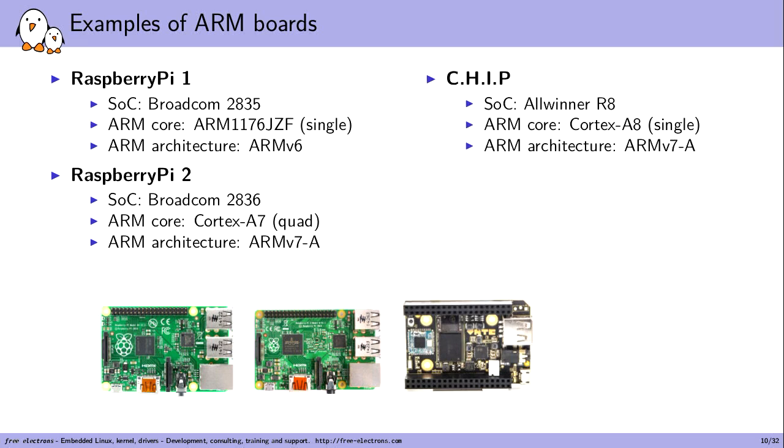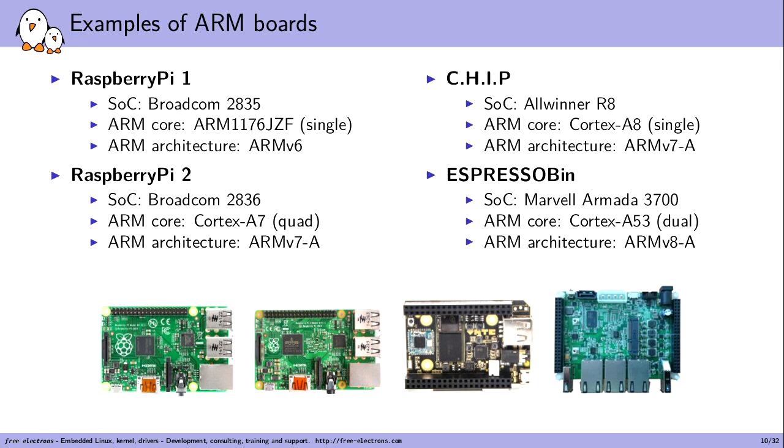The CHIP, which I just mentioned earlier, is based on an Allwinner SoC, which contains a Cortex-A8 core, which itself implements the ARMv7A architecture. So these two implement the same ARM architecture, so they can run the same user space code. The Espressobin, another platform that is relatively cheap, is based on the Marvell SoC, the Marvell Armada 3700. It uses a dual-core Cortex-A53, which itself is an implementation of the ARMv8A architecture specification.